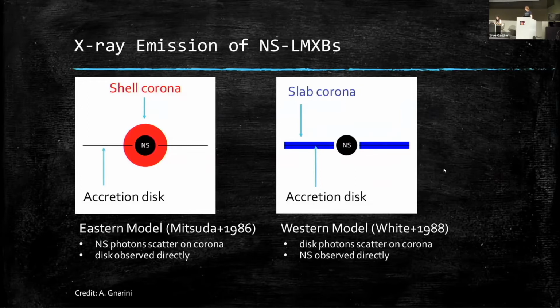Now, in the real case, of course, the photons from both the disk and the neutron star will be scattered on the corona, and we could use two Comptonized components in our analysis, but that would be way too difficult to fit. So we will just try to make this as simple as possible.